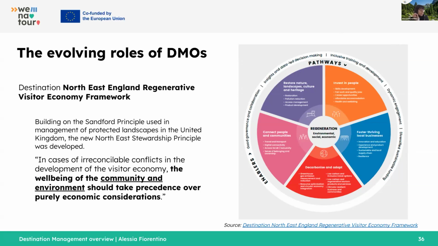So they said, in case of irreconcilable conflicts in the development of the visitor economy, the well-being of the community and the environment should take precedence over purely economic consideration. I think this is striking. So you see how far-reaching the thinking is going in planning tourism at destinations. Next one, please.